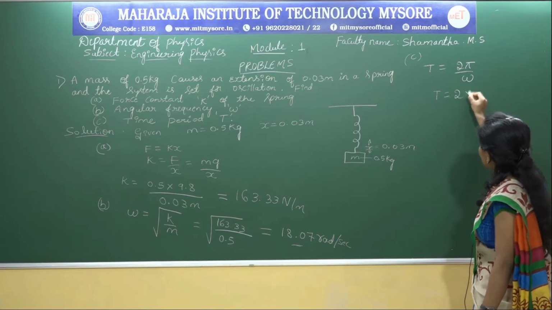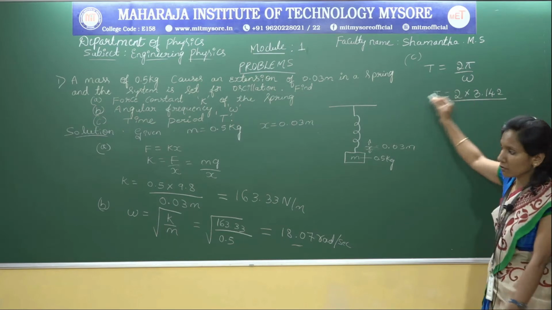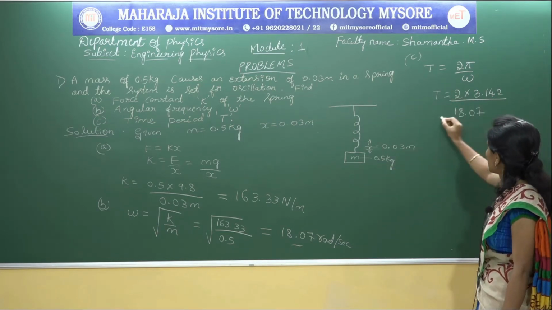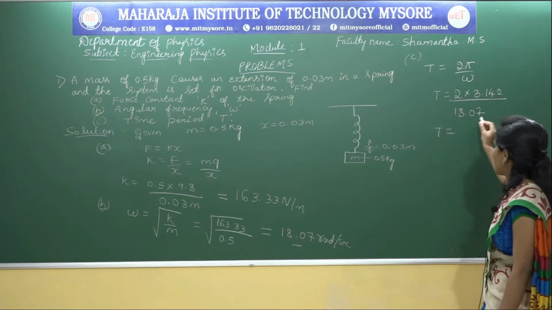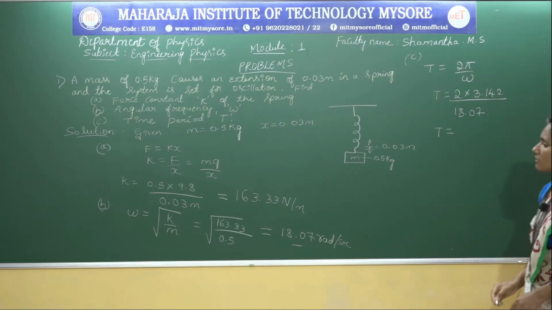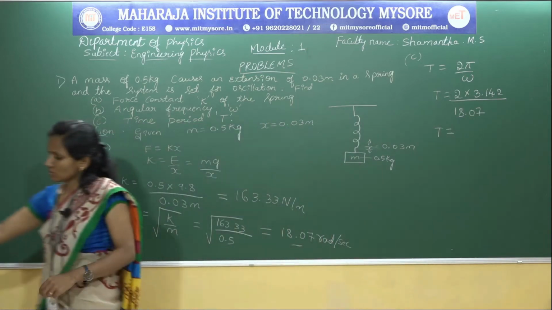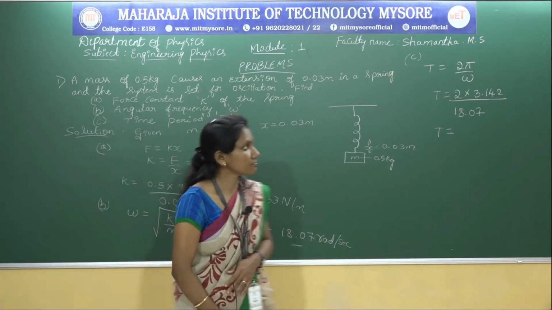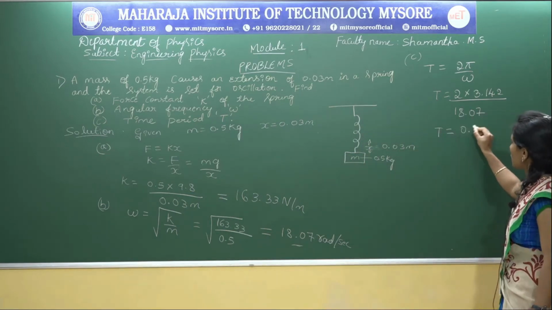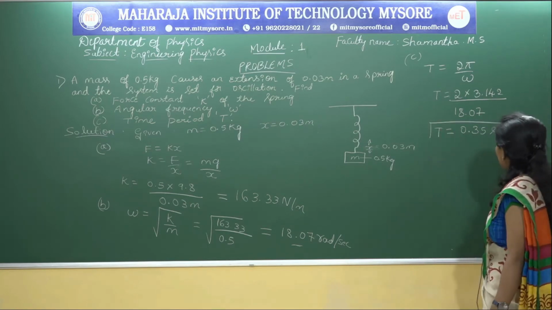Substitute 2 into 3.142, the pi value, and what is the omega value we got? 18.07. So by using the calculator, calculate it, then we will get T is equal to 0.35 second. So this is the time period formula.